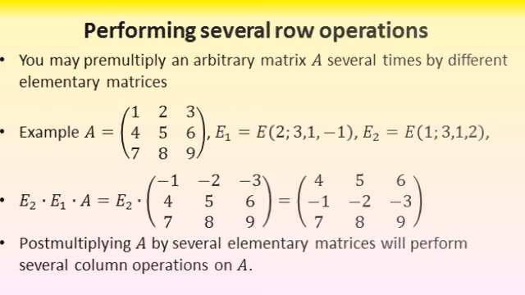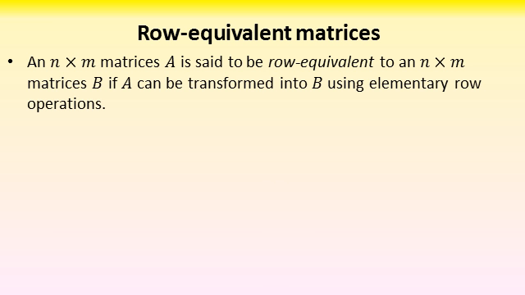Next, we have the concept of row equivalence of matrices. So let's start with an arbitrary n by m matrix A. We say that this matrix is row equivalent to another matrix B, which is also n by m, if A can be transformed into B using elementary row operations. Sometimes you can, and sometimes you cannot. We'll look at examples. So the idea is that I start with the matrix A, I pre-multiply by an elementary matrix called E1. Then I can do it again. So I do E2 times E1 times A, and again, trying to get to B.